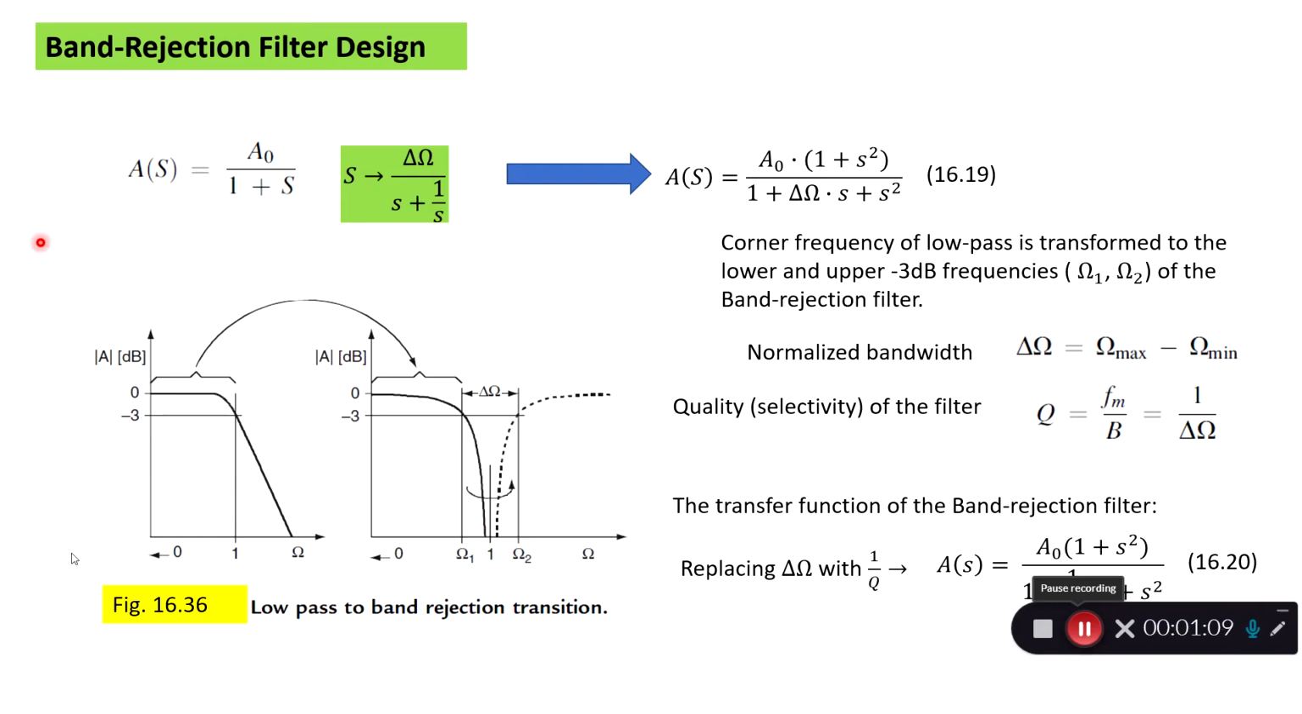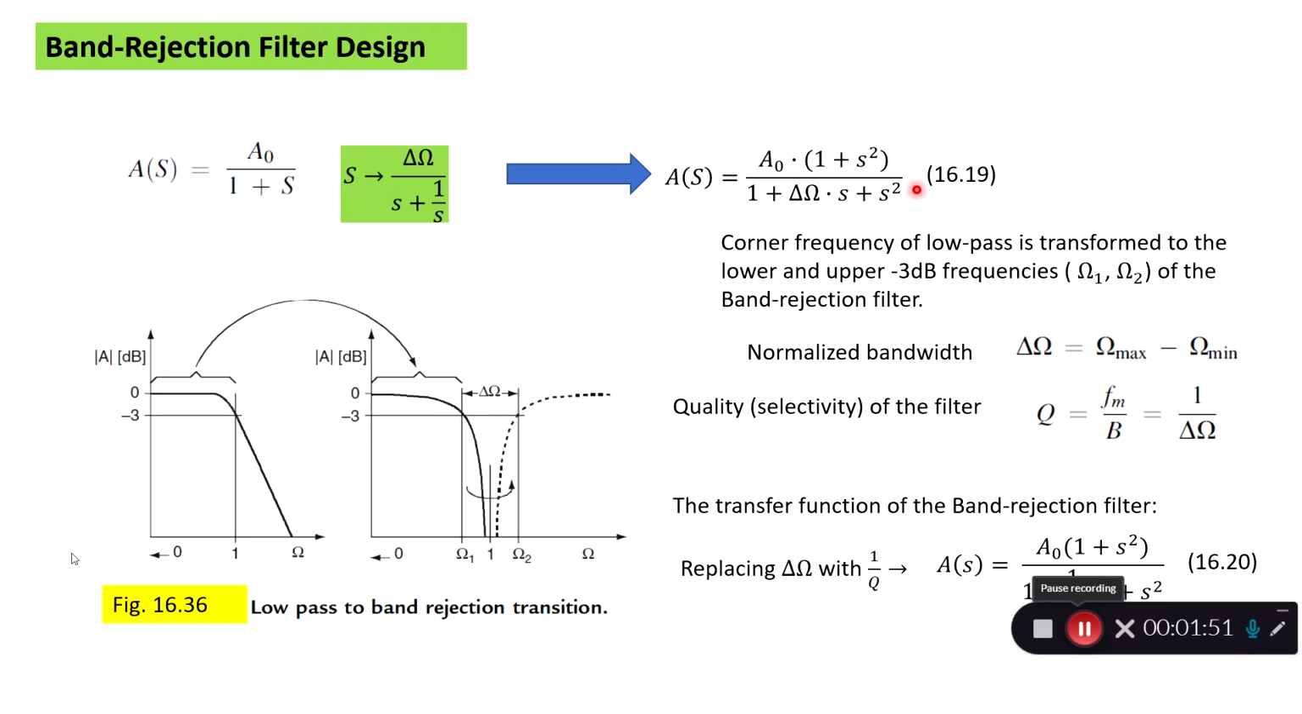The trick to get the band rejection filter transfer function is that we use the first order low pass transfer function as we see it here, and here is the graph of it. And we replace S here by this new equation, where delta omega is the normalized bandwidth of the filter, and S is then replaced by S plus 1 over S to get this format here.